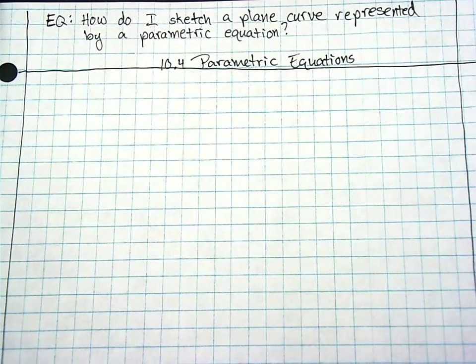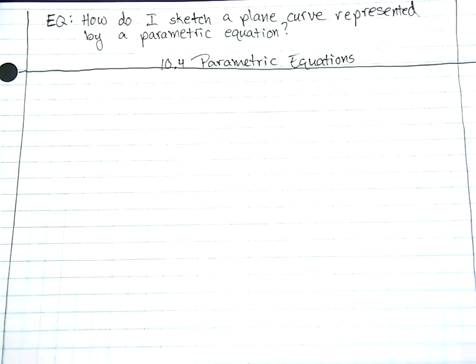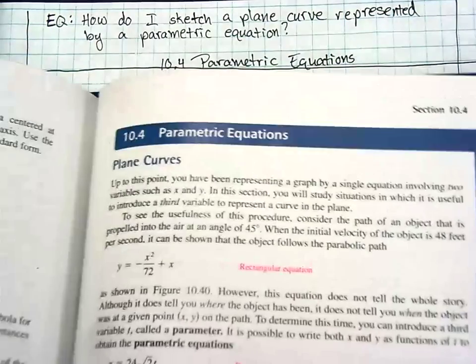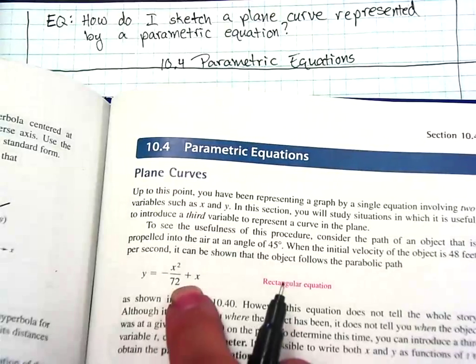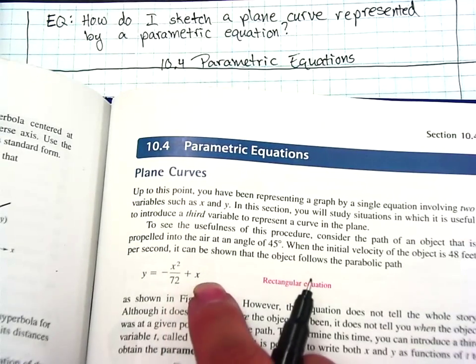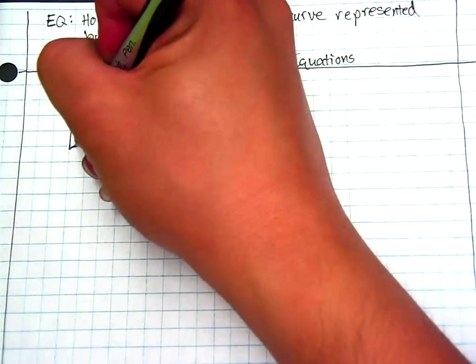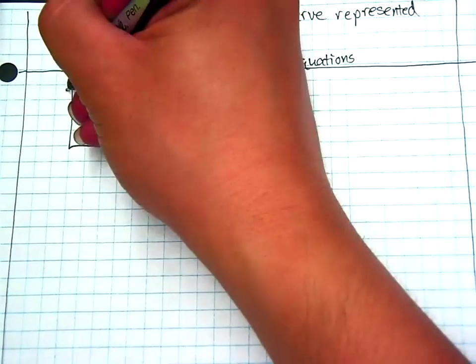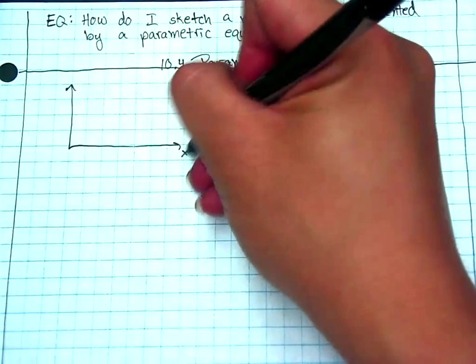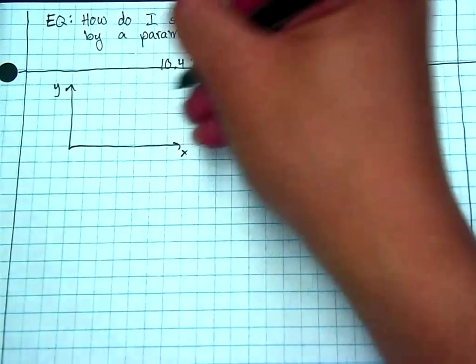And basically, they're a different way to represent, well, equations. Okay, so normally it's something like this, where we have y equals negative x squared over 72 plus x. Well, that's going to be a quadratic equation, and we know how to graph those. Essentially, it comes out to some parabola looking like this with x and y.